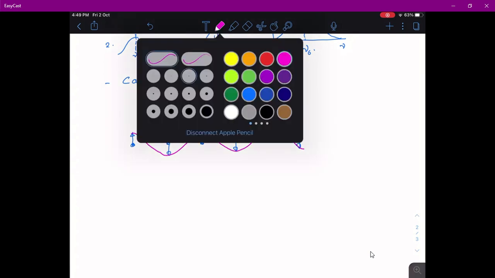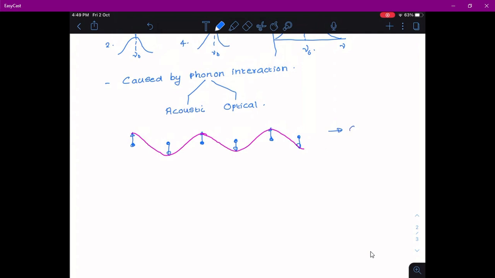Okay. And this is called an optical phonon. So in an optical phonon, adjacent atoms displace or vibrate in opposite directions. Okay. So if such kind of vibration is there, basically you say that there is an optical phonon associated with this.